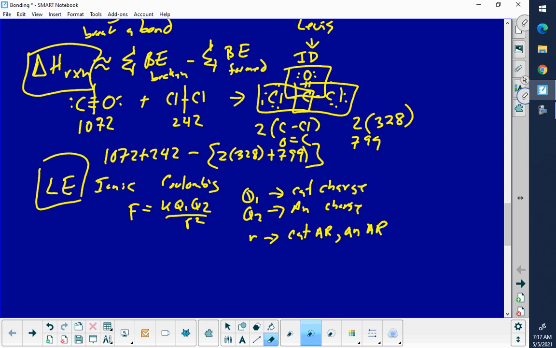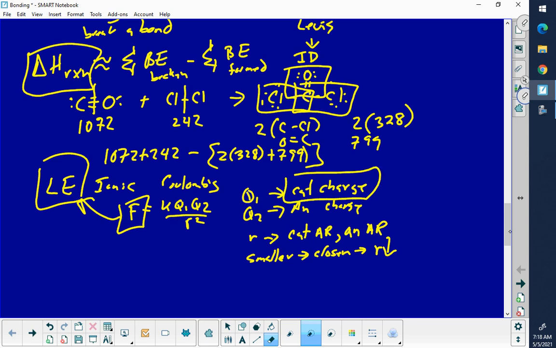And in this case, what we're thinking is smaller size means they get closer, and if they get closer, that means R goes down. So what will increase my force of attraction, which increases my lattice energy? If my cation charge goes up, that increases my lattice energy. If my anion charge goes up, it increases. If my atomic radii go down, that will lead to an increase in lattice energy.